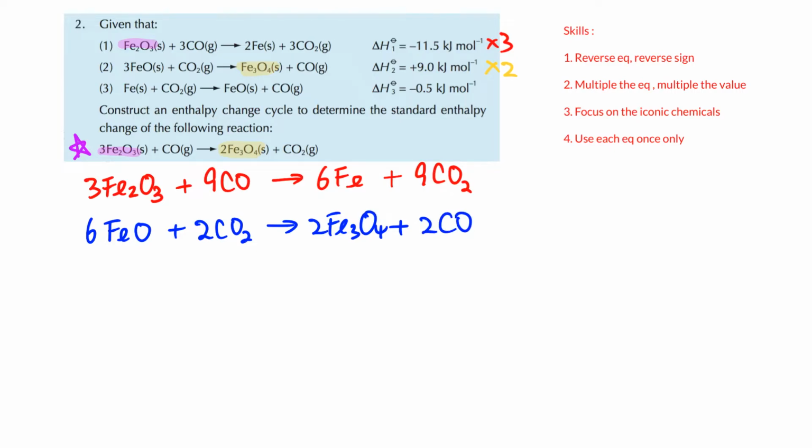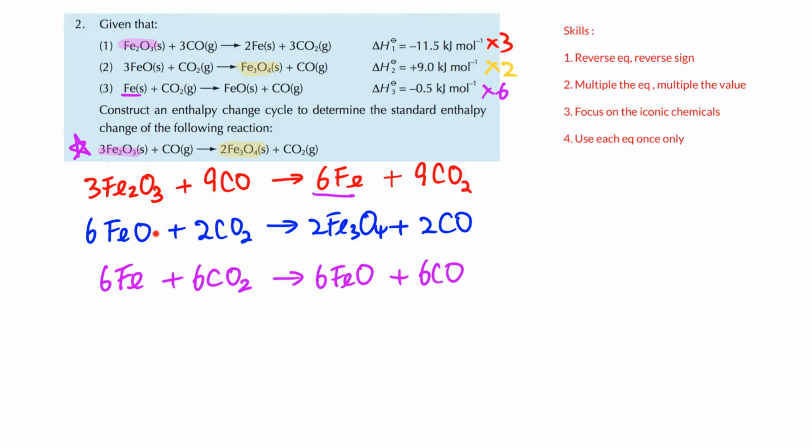So finally, you have equation number 3. We can't see any Fe here, so this Fe must have been cancelled out from one of the equations above. We see that we have 6 Fe on the right hand side, so basically we will have to multiply this one by 6. So you have 6 Fe, 6 CO2, 6 FeO, and 6 CO. If you do so, you'll find that 6 FeO and 6 FeO can be cancelled out.